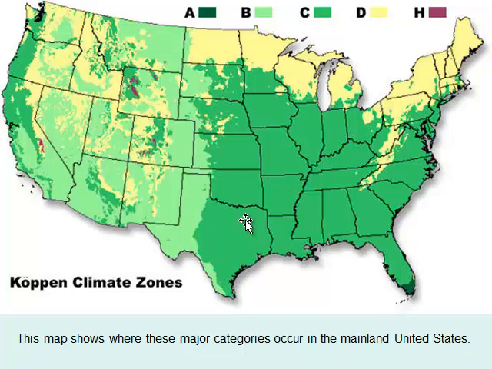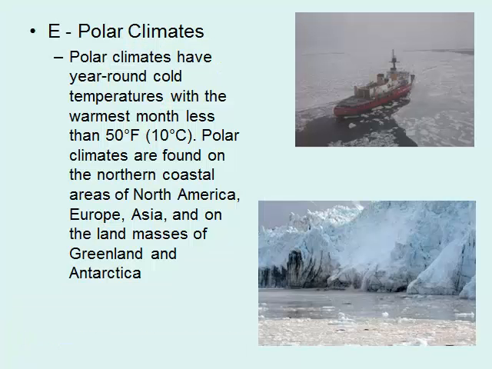And then our last zone that we'll talk about is, well, it's not on this one, second to last, sorry, would be just north of us. If we have a map of Canada, we would see this one, but this would be the polar climates, zone E. And this is where we have year-round cold temperatures, warmest month less than 50 degrees Fahrenheit. These are found in northern coastal areas of North America, Europe, Asia, and Greenland and Antarctica. So it's common to be very, very cold in these climates. We see lots of glaciers, sea ice being present in the wintertime.